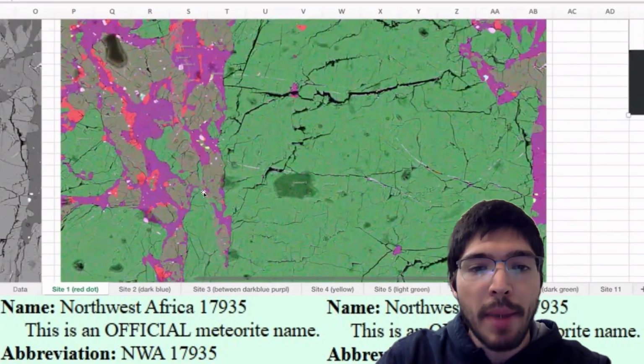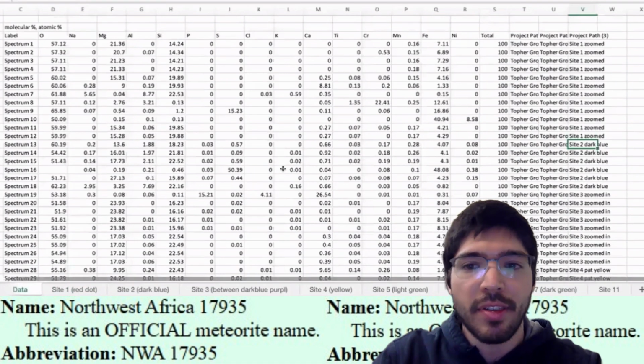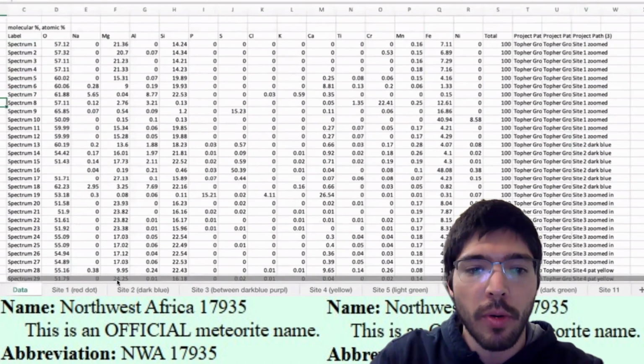So I might be toggling a bit back and forth between this data tab and different sites, depending on the spectrum that I'm looking at, if I want to check where it's at.